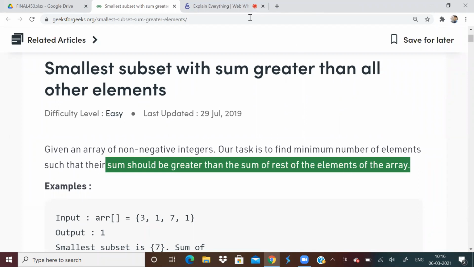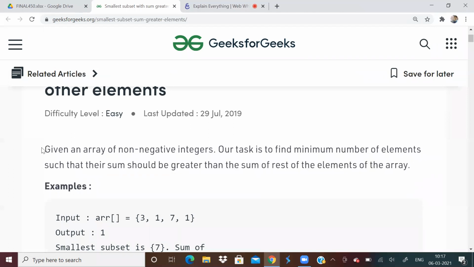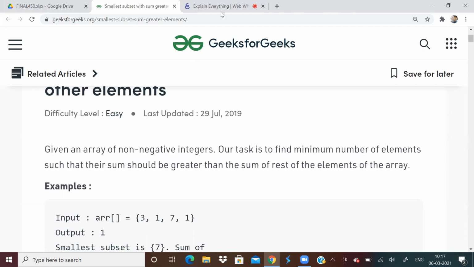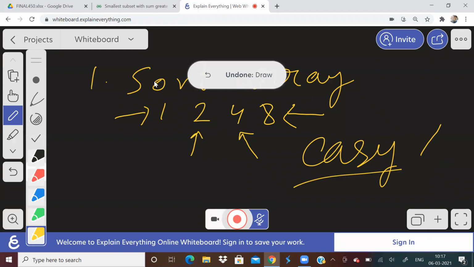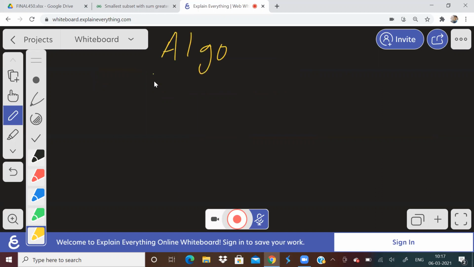Okay. So the approach I will use for this problem is, I hope everybody has read the problem statement. Pause the video and read the problem statement by yourself. So to solve this problem, what will be my algorithm?